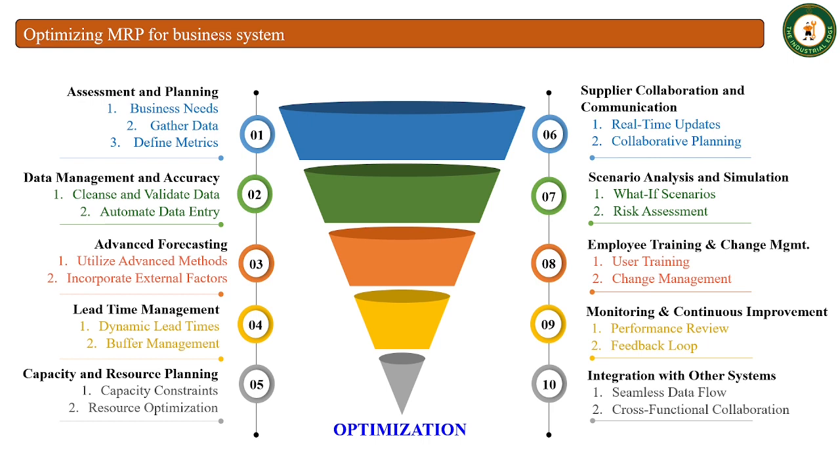Now in optimization, optimizing your MRP system is an ongoing process that requires dedication, collaboration, and willingness to adapt. By following these steps and tailoring them to your business's unique requirements, you can enhance the performance of your MRP system and achieve more efficient and effective material procurement, production schedule, and inventory management. So this is all about optimizing MRP for business systems.